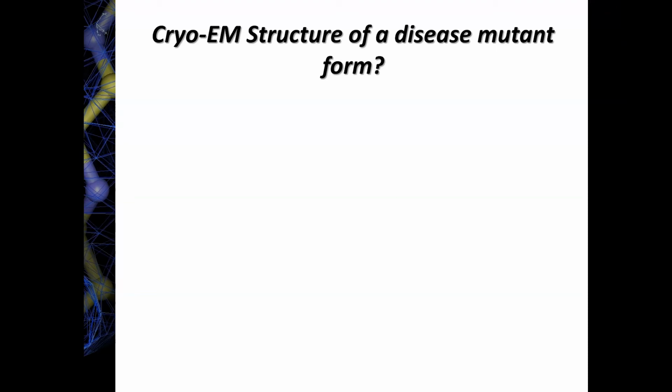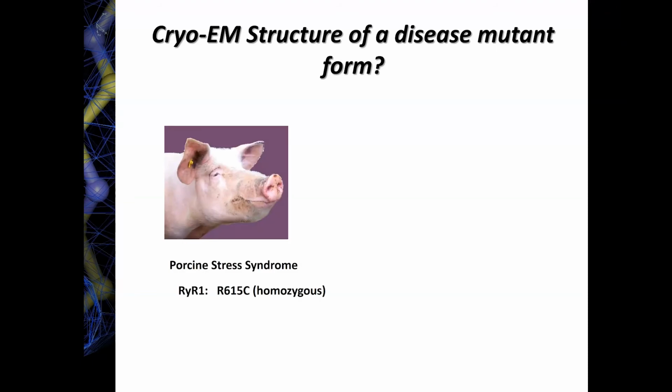So what we did, we took the path of least resistance, and we turned our attention to pigs. Because there are pigs with a certain syndrome called porcine stress syndrome. Now, porcine stress syndrome is a kind of disorder that's very similar to malignant hyperthermia in humans. It also differs a bit because it can also be induced by stressful conditions. And it was found by the lab of David MacLennan that the causative mutation for porcine stress syndrome is a mutation in RYR1, the skeletal muscle ryanodine receptor, and it has this arginine 615 to cysteine mutation.